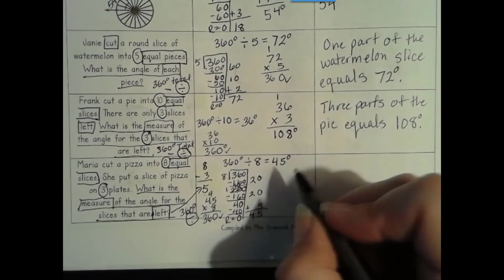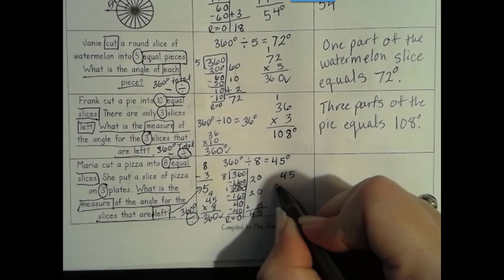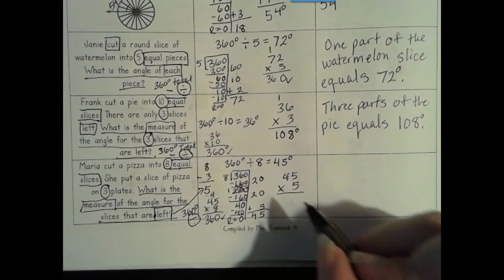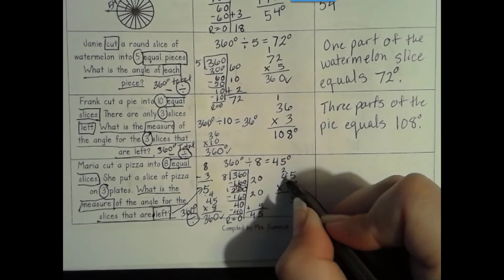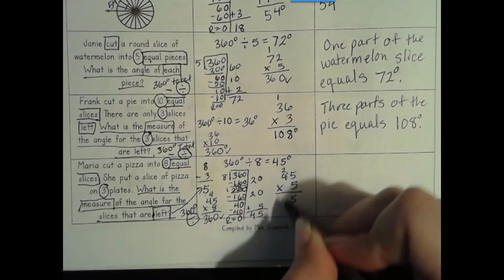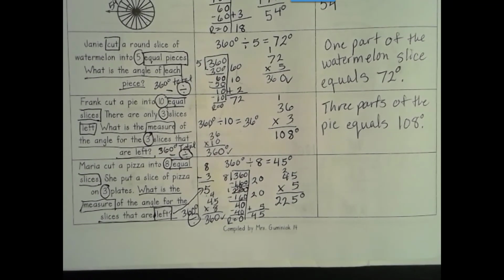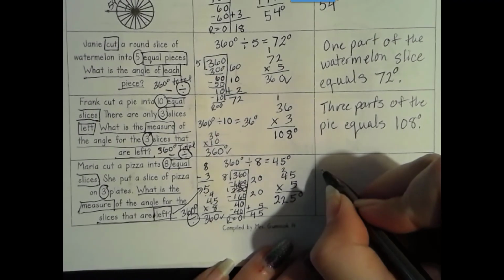But what are 5? So I can either write 45 down 5 times and add, or I can multiply by 5. Either one works. 5 groups of 5 is 25. 5 groups of 4 tens is 20 tens plus 2 more is 22 tens. So for the 5 slices that are left, it's 225 degrees.